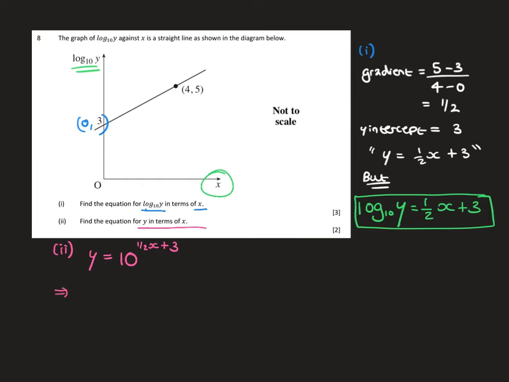I know some people did this, 10 to the half x multiplied by 10 to the power 3, because of course you would add the indices, and that then gives you 1,000 for 10 to the 3 multiplied by 10 to the half x, which is a slightly different version of the answer. I'm not sure it's any simpler though.